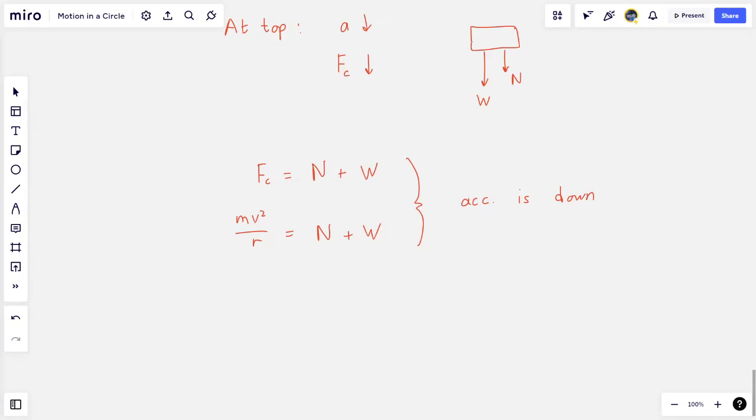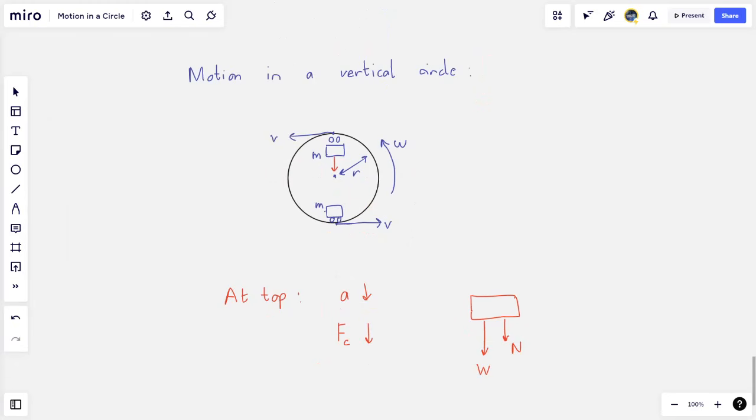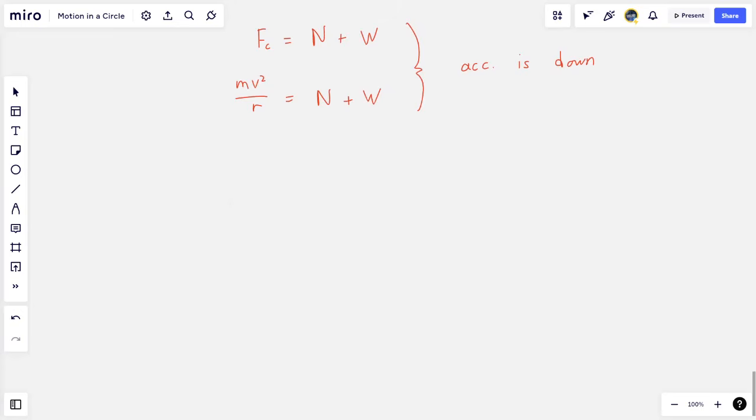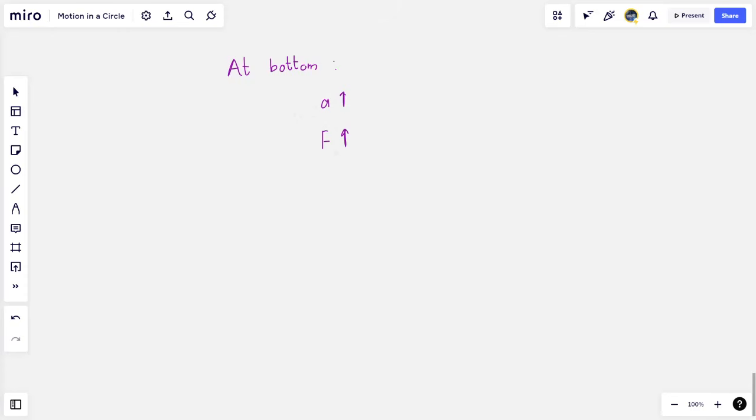Now let's look at the other part of the motion, which is at the bottom. At the bottom, the center of the circle is above the cart, and so the acceleration and hence the force must both point upward, and so the entire scenario changes. If we have the acceleration upward, we must have the centripetal force, or the net force, upward. Drawing a force diagram on the cart is now slightly different.